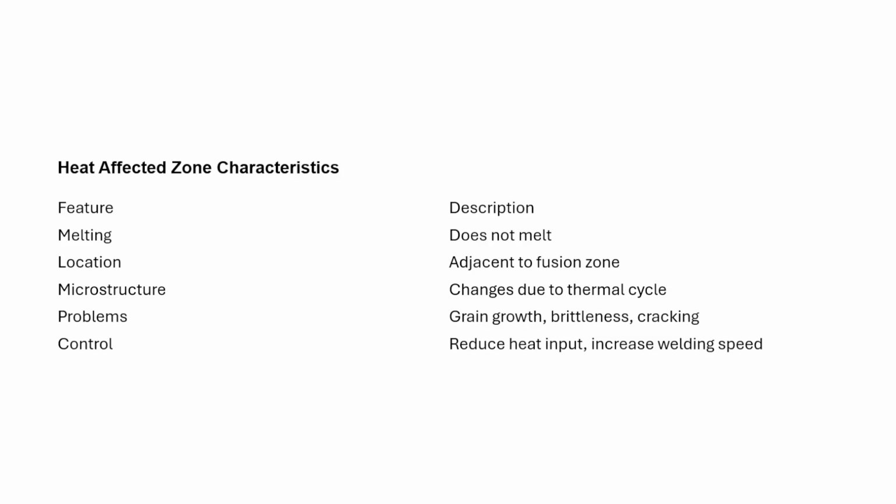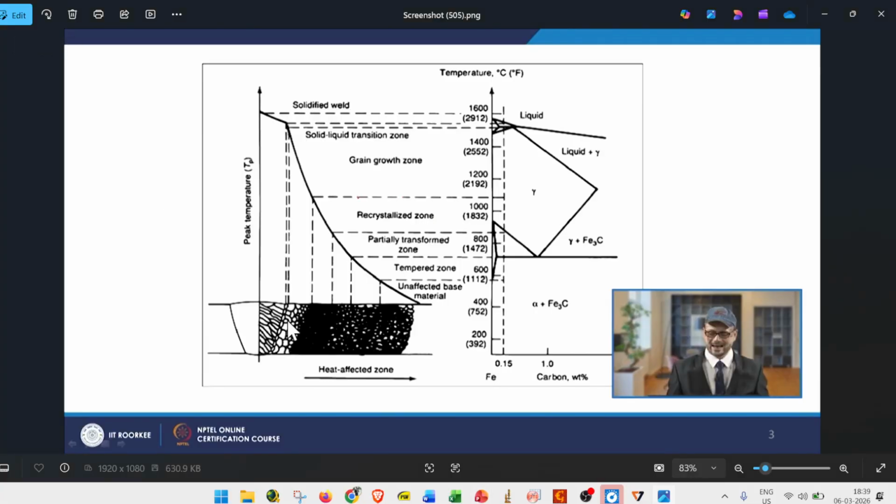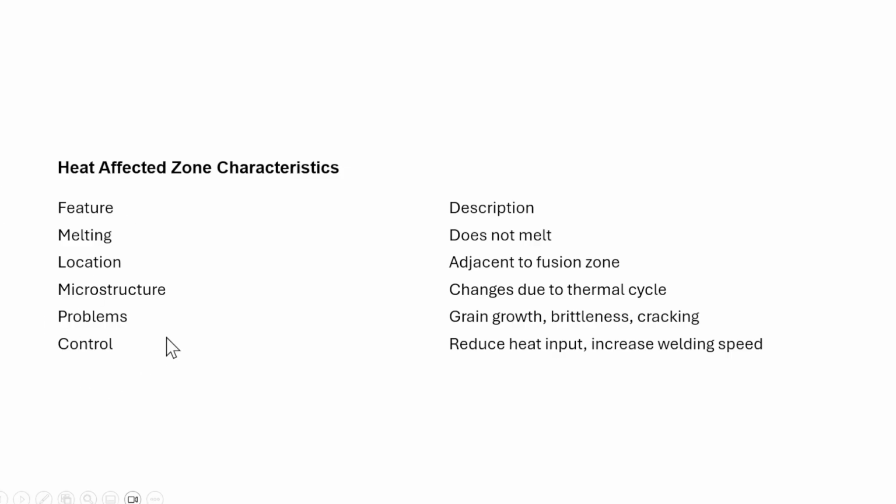Okay. Next, location: it is just adjacent to the fusion zone. The microstructure changes due to thermal cycling because it varies with the distance. You can see here the grain growth region, recrystallization zone, partial transformation region, and temper zone. And the problem is grain growth. If grain growth increases, toughness will be reduced, and brittleness and cracking increase. How can we control it? Reduce the heat input, increase the welding speed, or do preheat treatment.